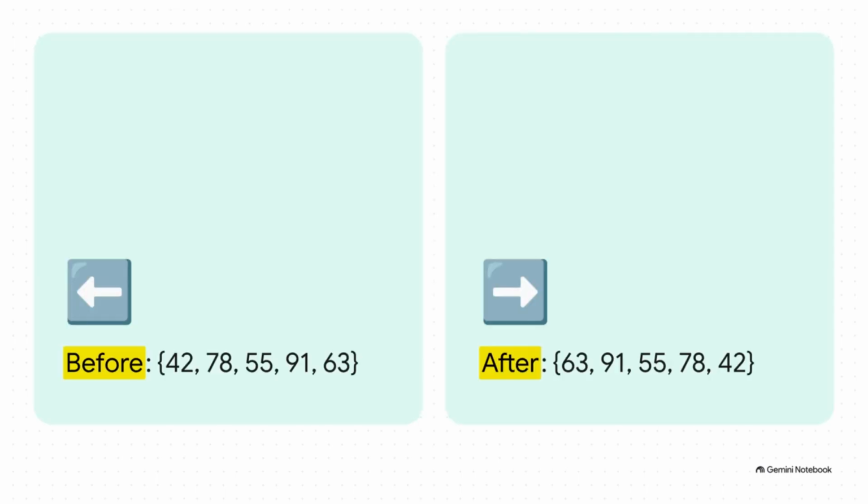Tool number 1 in this drawer is array order reversal. If we want to flip this array backwards, we definitely don't create a whole second array. That's just a waste of memory. Instead, we reverse it in place.